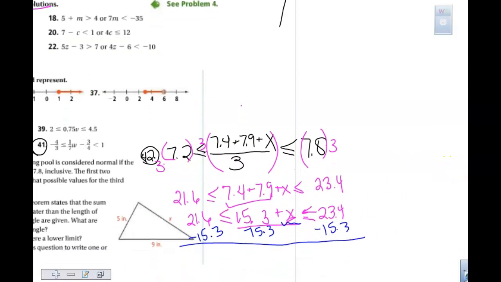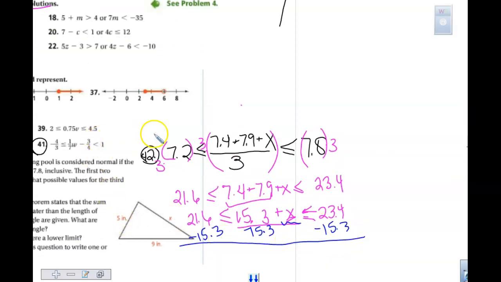The other one that you asked about was 41. Now, when I look at 41, and I have -4/3 less or equal to 1/7 w minus 3/4 less than 1.